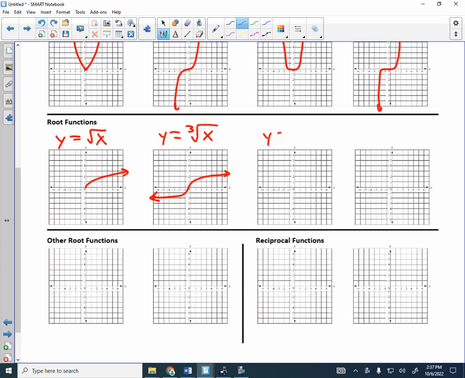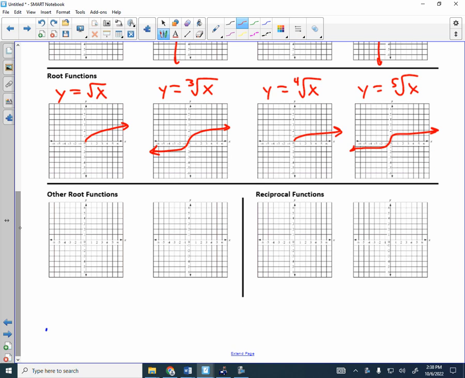We have y is equal to the 4th root of x. Which one do you think that's going to look like? It's like the square root of x, just a little bit sharper. And then y equals the 5th root of x. Looks very much like the third, just again sharper in the way that you probably thought. We all good? Okay.